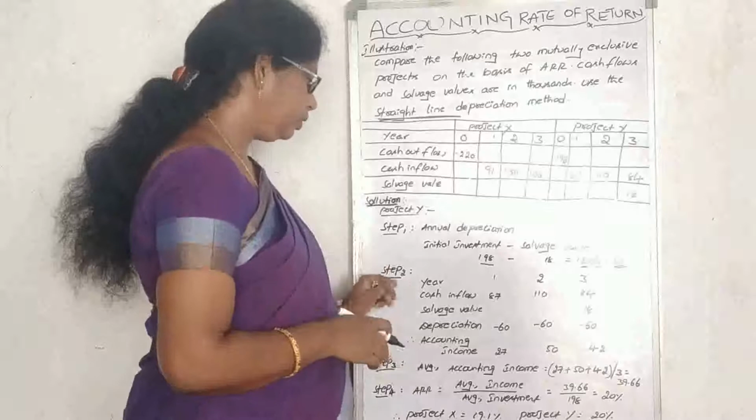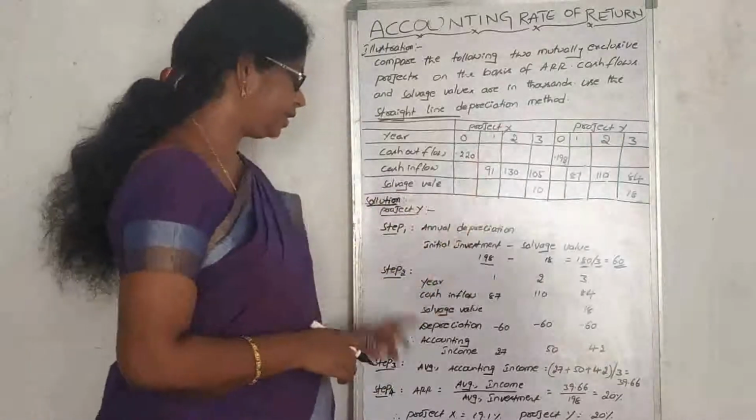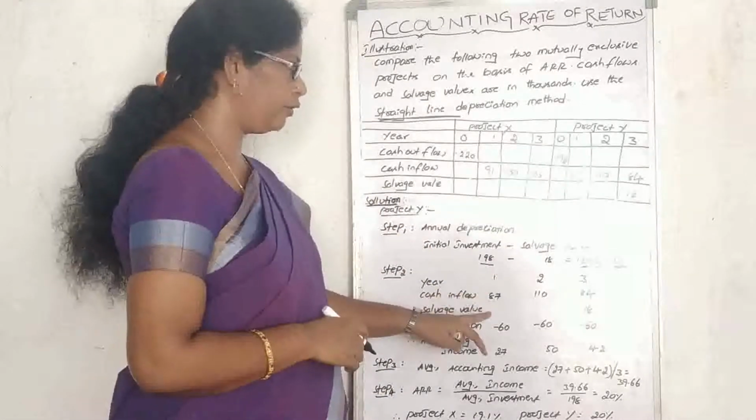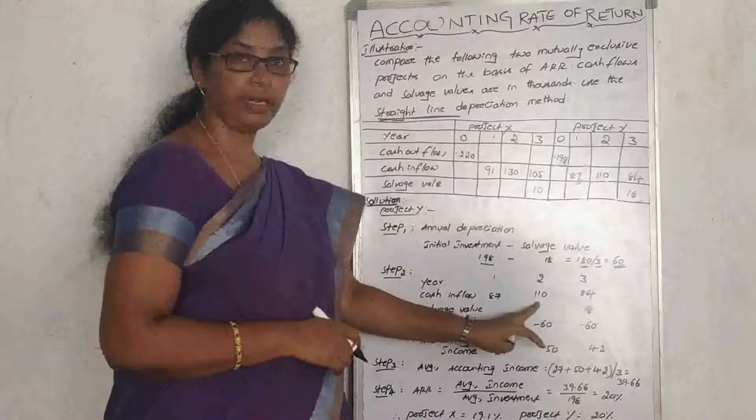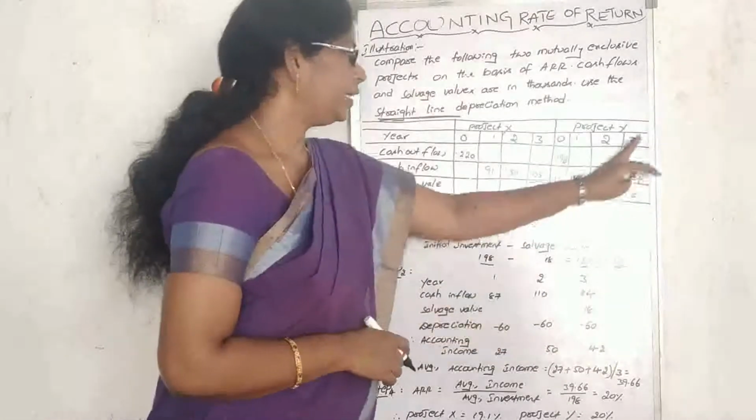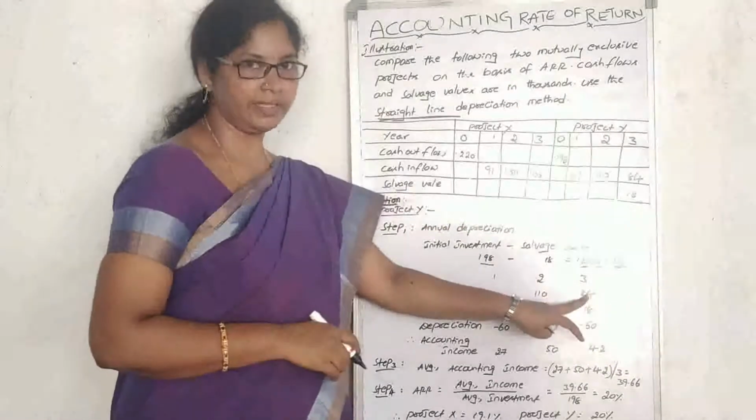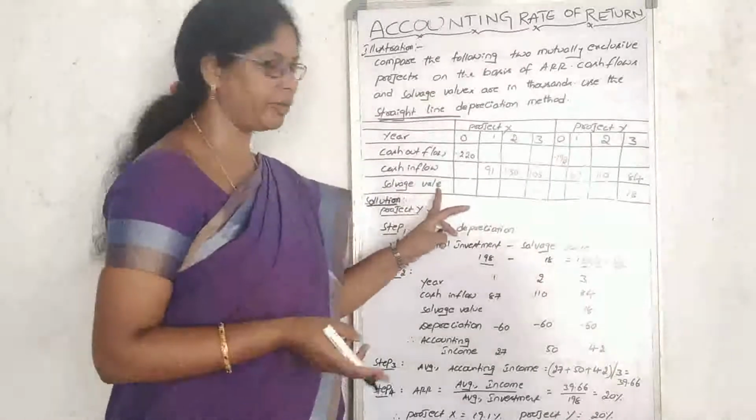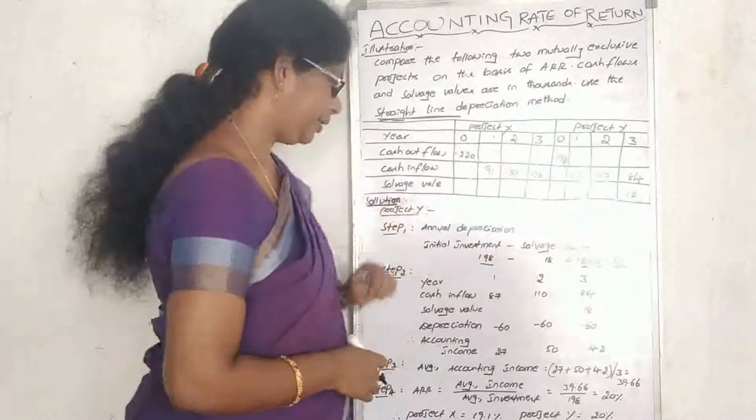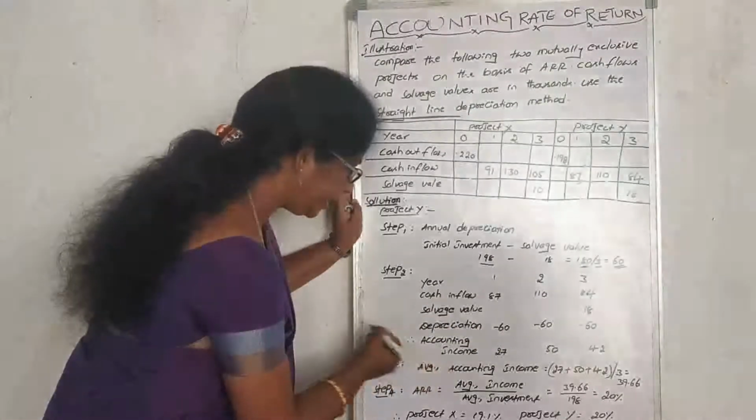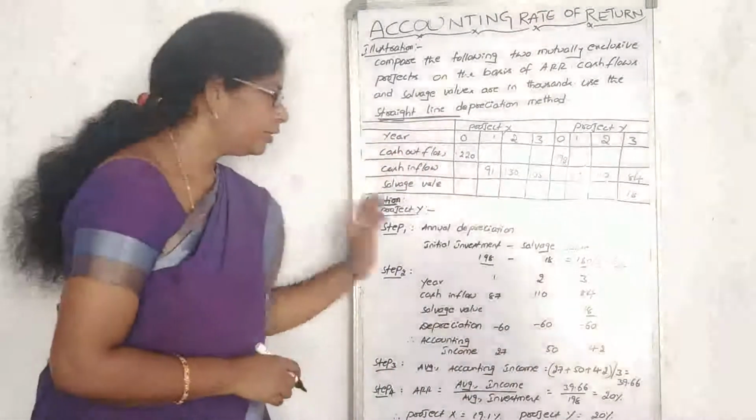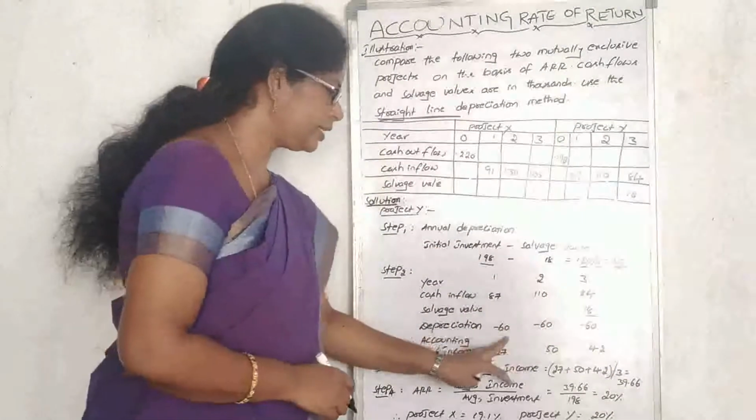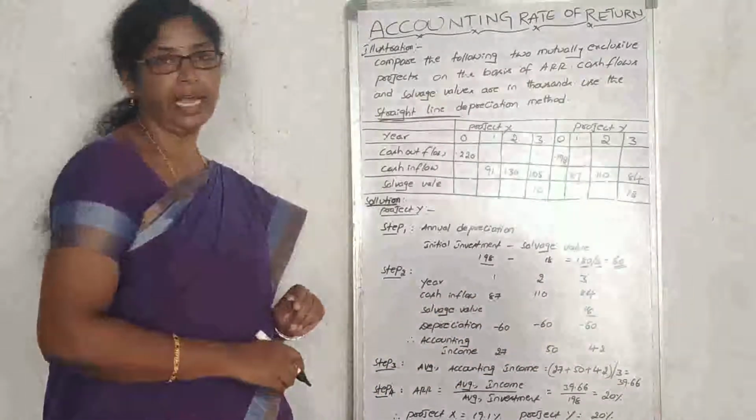Coming to step 2, here 3 years are there. At the end of the first year, we will get 87,000 rupees as a cash inflow. In the second year, we will get 1,10,000 rupees as a cash inflow. In the third year, we will get 84,000 rupees as a cash inflow. At the end of the third year, we will get some salvage value, nothing but the residual value. The value will be 18,000, which I have given here. And the depreciation is 60,000. Every year 60,000 will be deducted from the cash inflows.